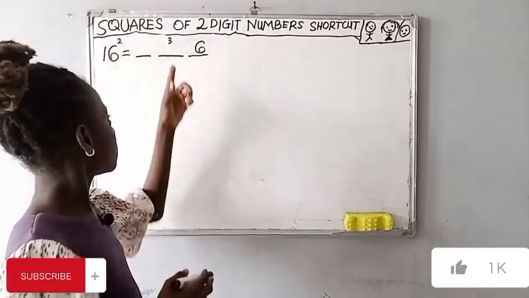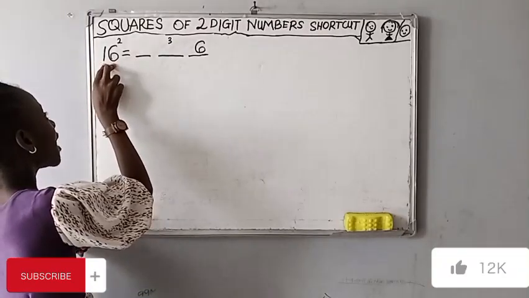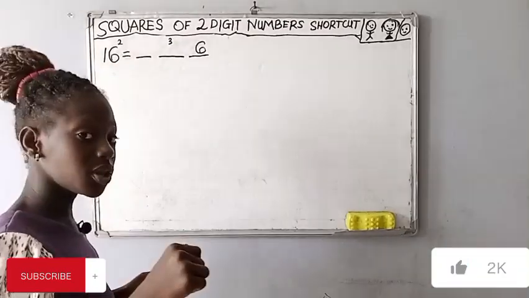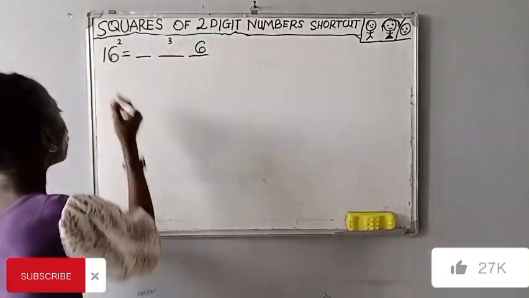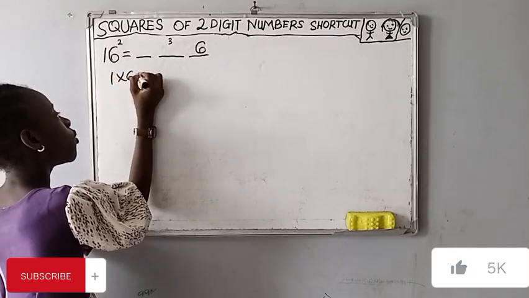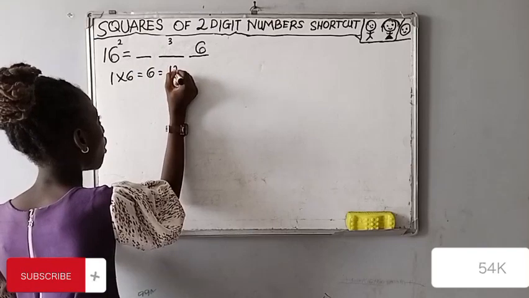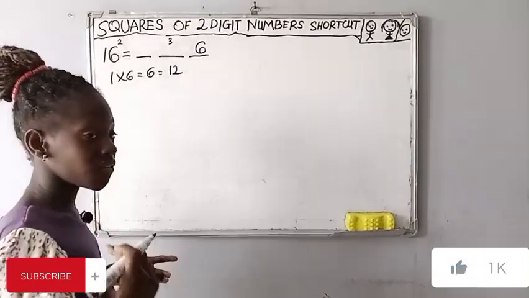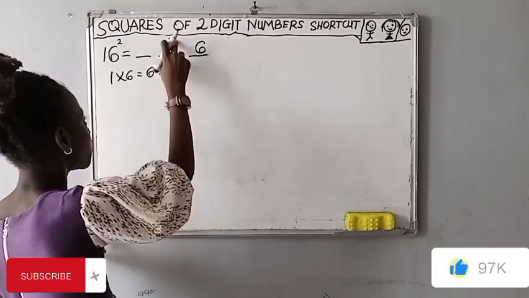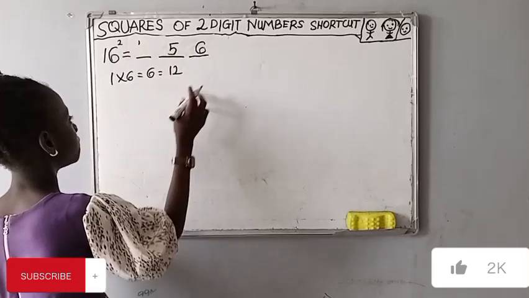Now, to solve the second dash, you have to multiply these two numbers and then double it. What's doubling? Doubling means addition. So 1 times 6 equals 6. Then 6 doubled equals 12. 12 plus this 3, which is the process of addition, is 15. Write 5 and carry 1.